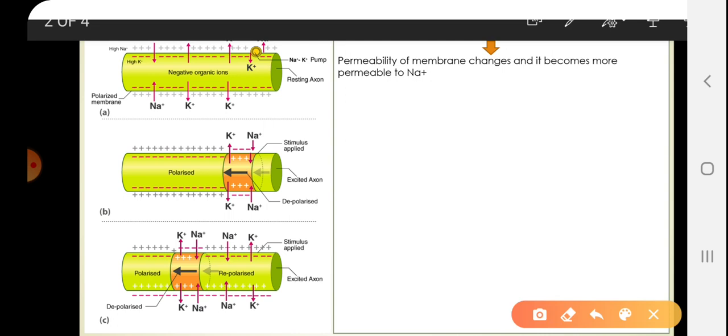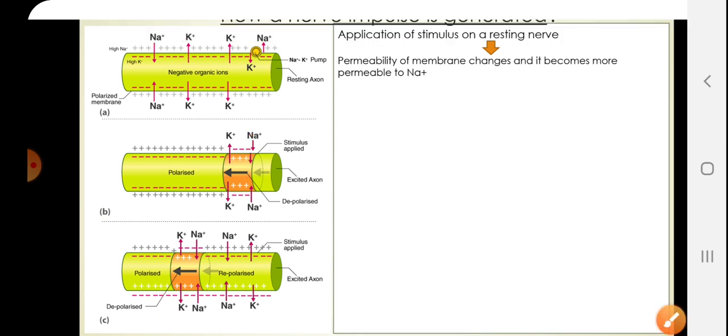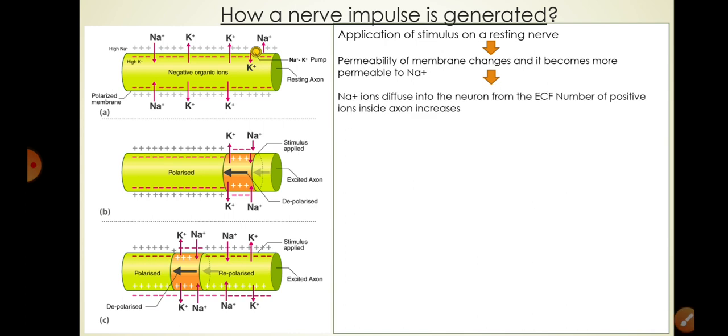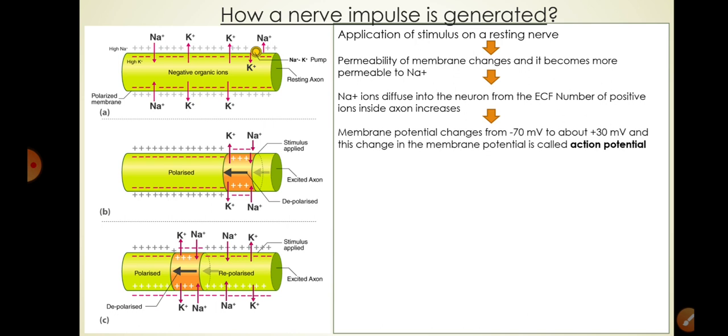Here they have shown that the sodium ions enter the inside of the axon. Next, Na ions diffuse into the neuron from ECF. The number of positive ions inside the axon increases. Now in this short portion you can see the exterior has become negatively charged and the interior has become positively charged. Membrane potential changes from minus 70 millivolts to about plus 30 millivolts.